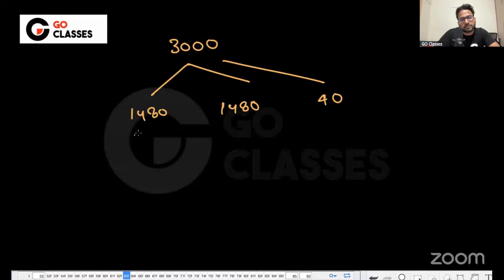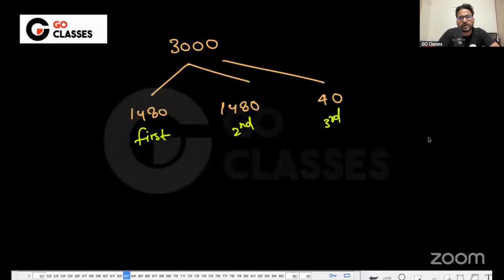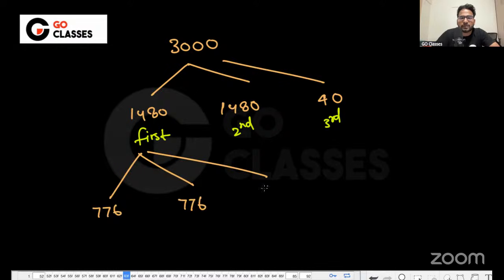So this is the first packet, this is the second packet, this is the third packet. Now the third packet is very small, so it will not be divided further. But the first and second packets will be divided. Effectively you can send 780 bytes of data apart from the IP header. But 780 is not a multiple of 8. I think the nearest multiple is 776. So 776, 776, and the remaining will be here.